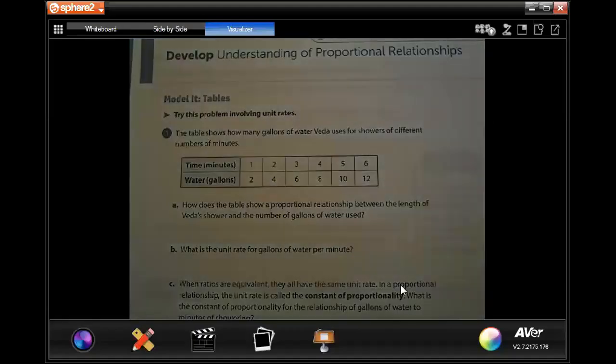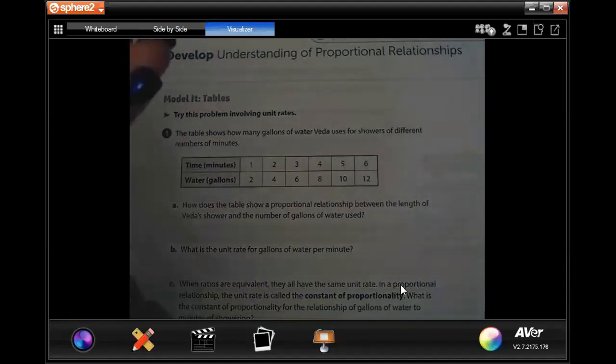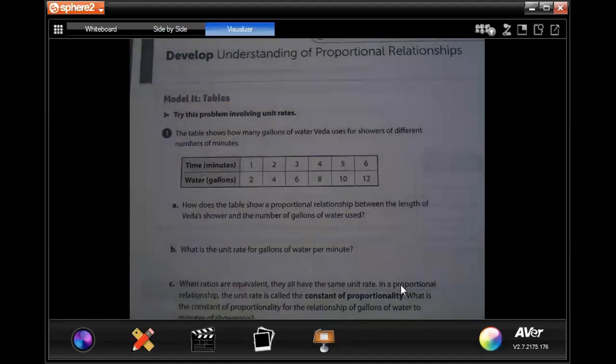All right, so now that we have a little bit of that under our belts and we can fill in a table based on the information that was given to us, now we're actually going to take it a step further. So here's what we've done so far. We completed a table, we found what the unit rate was, and we wrote an equation. Whew, we've been busy.